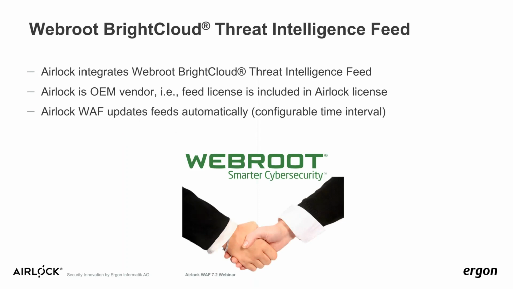Since Airlock WAF 7.2, we are collaborating with Webroot. This is a threat intelligence feed, which means that they are providing lists of IP addresses which are dangerous. So what you can do is import those lists on your Airlock WAF, and then the Airlock WAF can filter those IP addresses and block them if you want to.